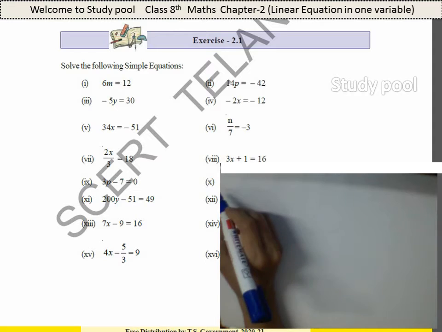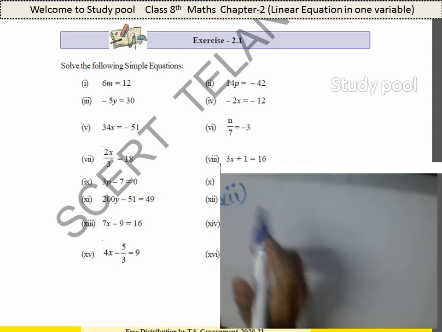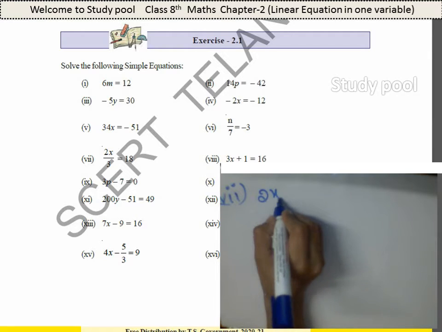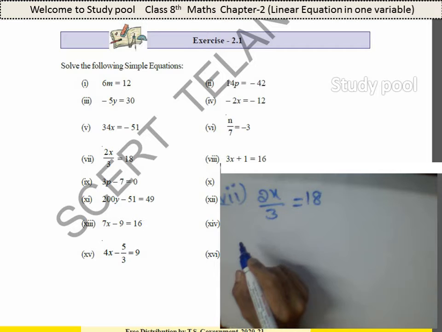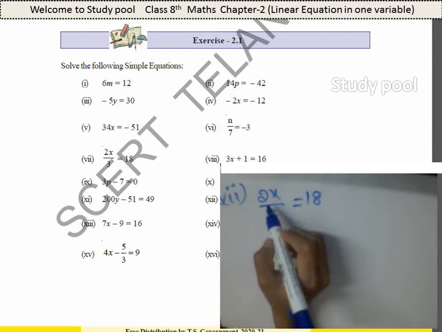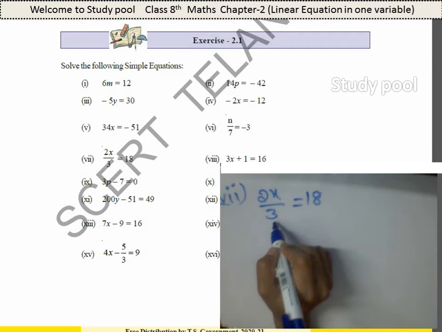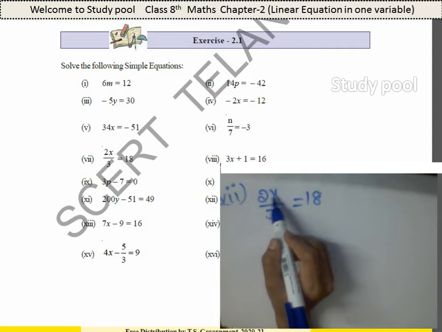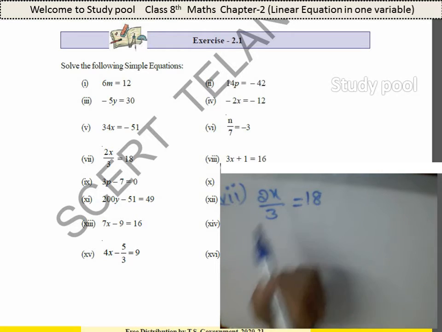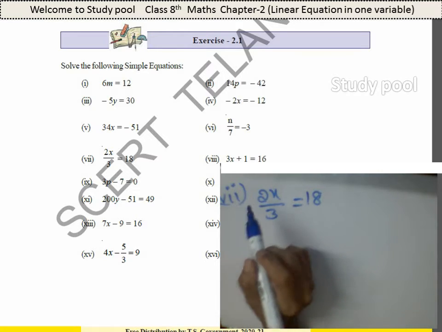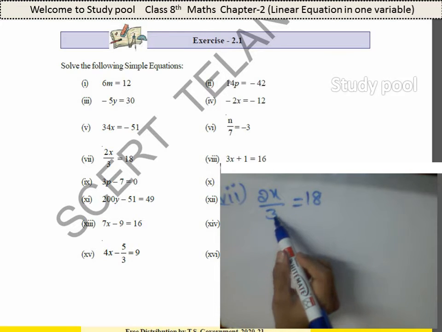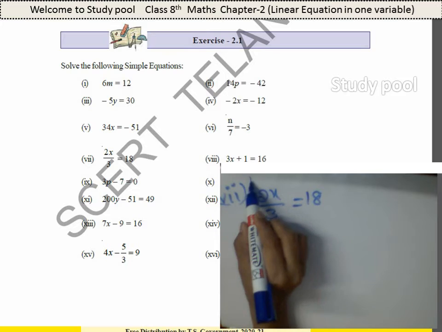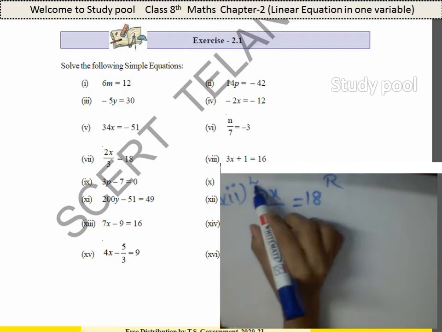We'll see the seventh one. What is given? 2x by 3 is equal to 18. Here the x coefficient is 2 by 3. So first we will take the denominator. 3 is there, so first we will transpose this 3 from LHS to RHS.